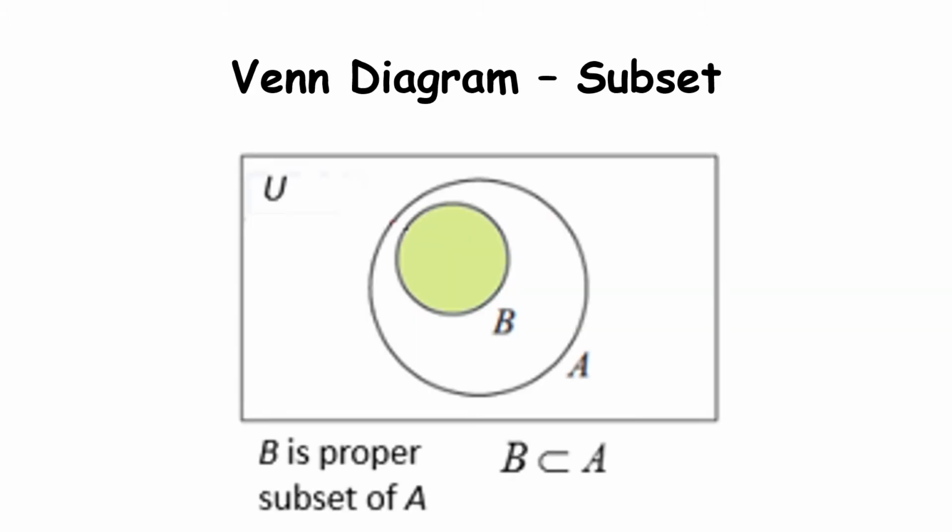Here we have a subset. So B is a subset of A, which means it's a smaller set within A. The symbol for subset is like a C. I think of this as B is contained in A.